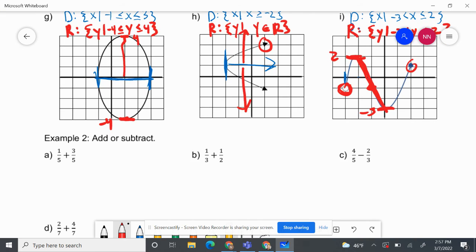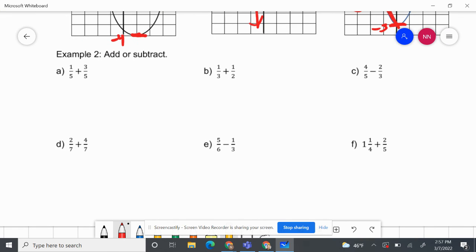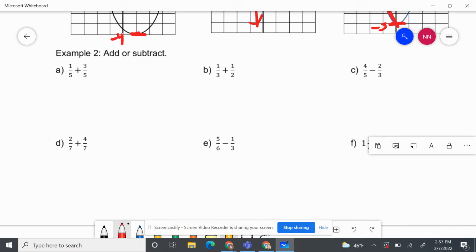Now what we're going to do is a little bit of review from the summer. So adding and subtracting fractions, we've got a couple easy ones where we have a common denominator. And whenever the denominator is the same, we keep it the same. We add the numerator. 1 plus 3 is 4. And that's all we have to do for adding fractions with a common denominator.